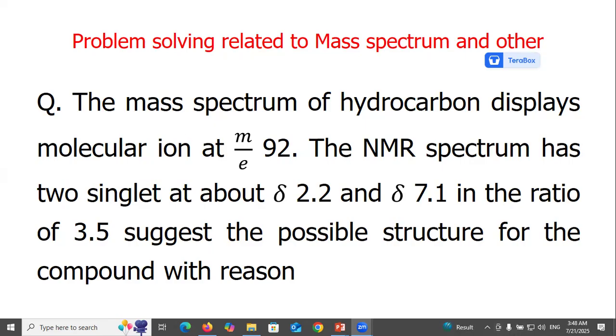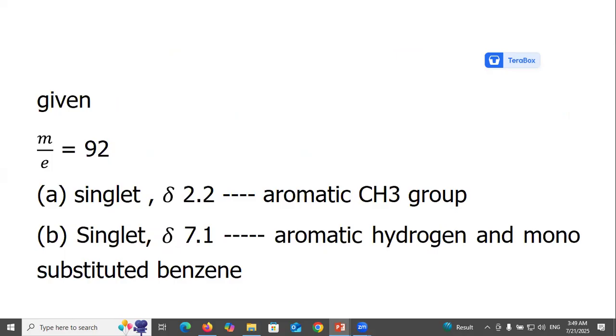The mass spectrum of a hydrocarbon displays a molecular ion at m/e 92. The NMR spectrum has two singlets at about delta 2.2 and delta 7.1 in the ratio of 3:5. So this is the possible structure for the compound. Given m/e equal to 92, singlet at 2.2 is an aromatic CH3 group, singlet at delta 7.1 is aromatic hydrogen, and the compound is a monosubstituted benzene.